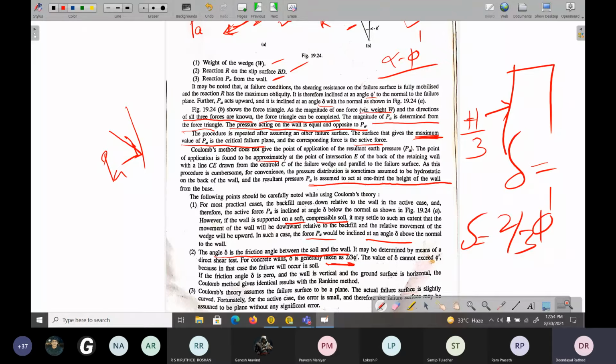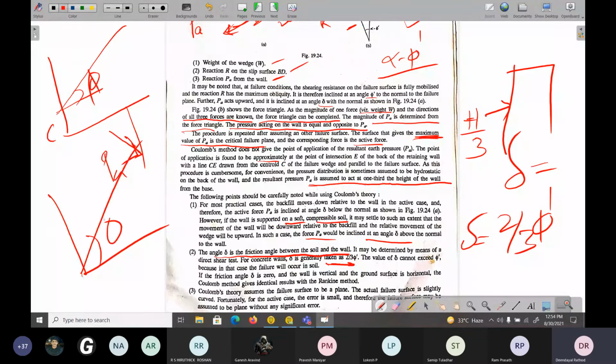It may be determined by means of tests, so phi we can determine by using our direct shear test. Okay, if it is a c-phi soil, if you conduct the direct shear test, you will get this phi and this c. Okay, for purely cohesive soil, we can get this phi value by using the direct shear test. So once you know the phi, we can find out 2/3 of the phi would be delta. This particular point is very important. Okay, again maybe useful for your GATE. 2/3. Generally, delta will be taken as 2/3 of this phi value.